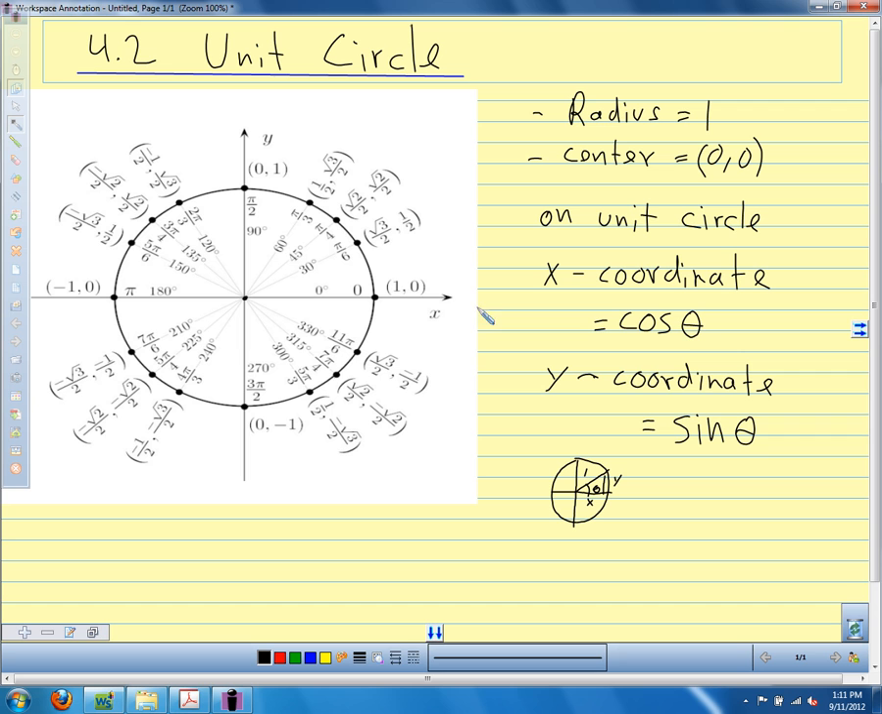So let's look at cosine of 5 pi over 6. Come around here, 5 pi over 6. The cosine is the x-coordinate: negative square root of 3 over 2. That's all we have to do on the unit circle.